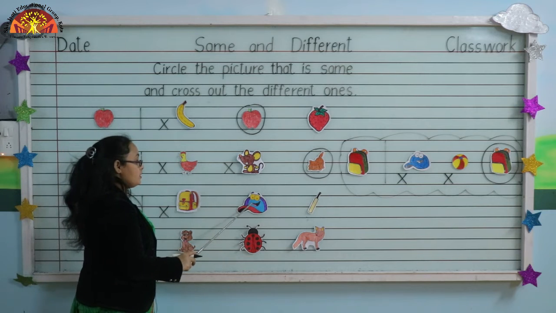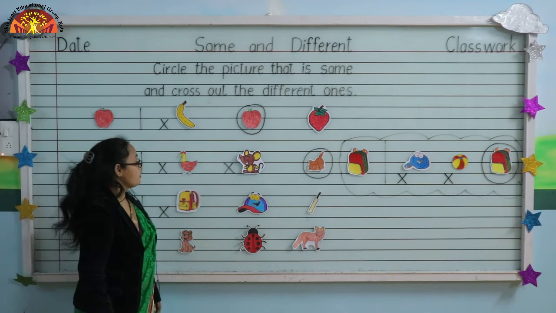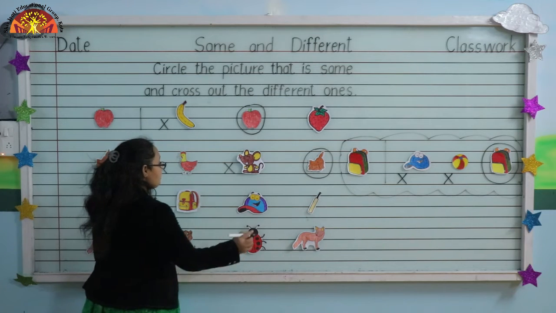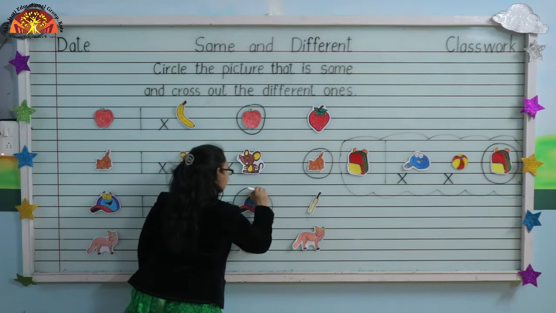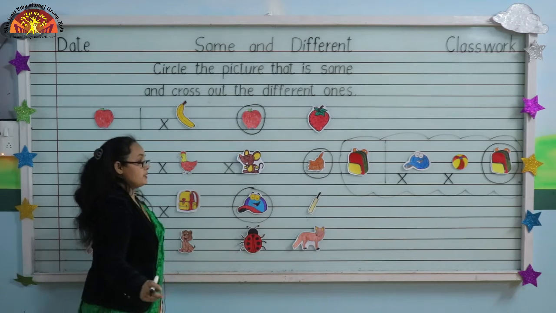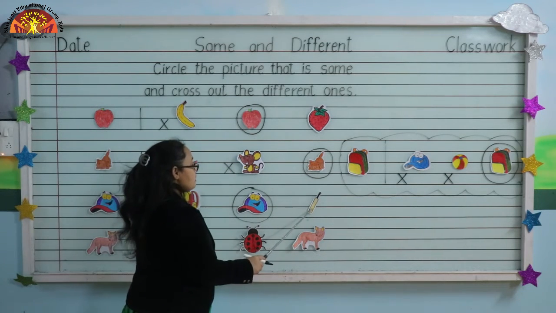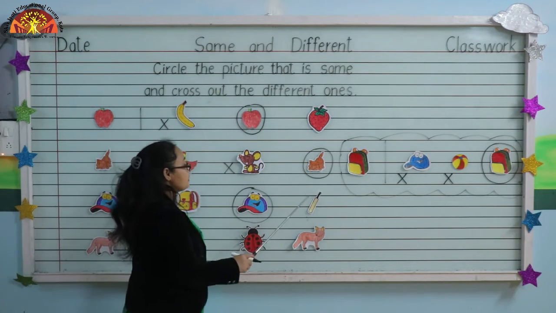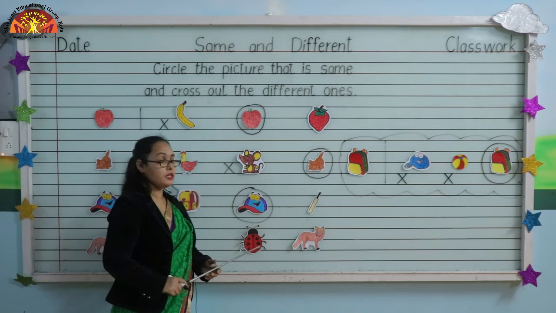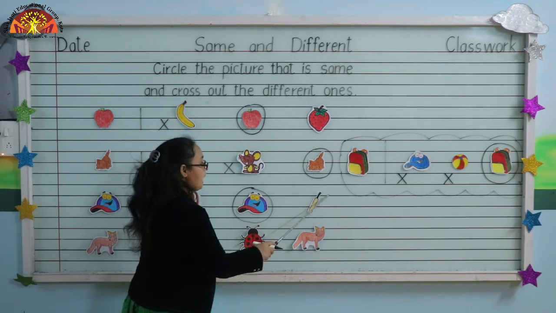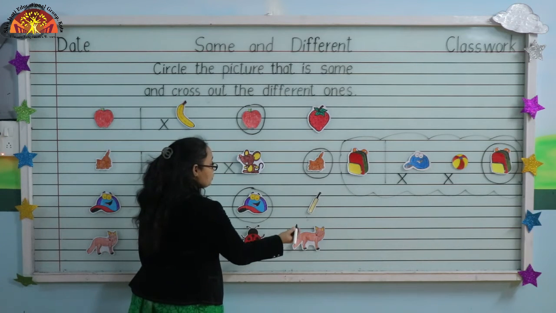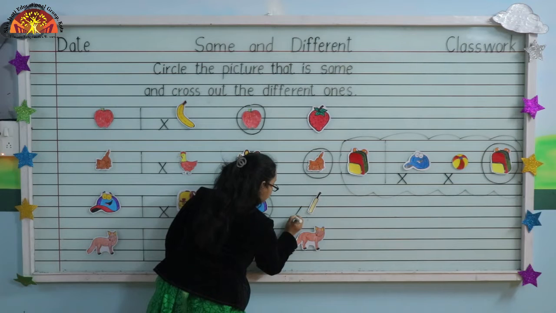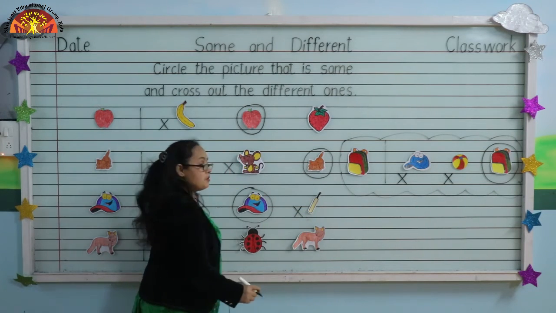Kids, is this a same picture? Yes, this is a cat. So kids, circle the picture that is same in color and size like this. Kids, is this a same picture? No, this is a bat and it is different in color and size. So kids, cross the picture which is different. So put the cross like this. Move to next.